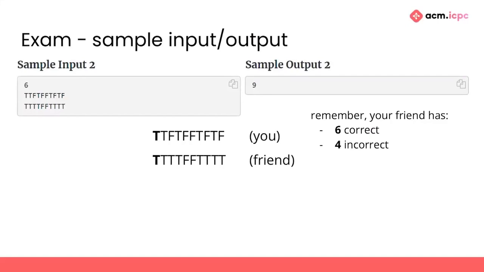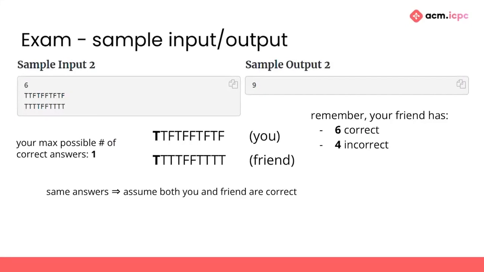So first, take a look at the first letter. Both of you got T, which is true, I guess. And here we can make an assumption that you are correct and that your friend is also correct. And now, after we make this assumption, we increment the maximum possible number of correct answers. And we consider the remaining problems on the exam.